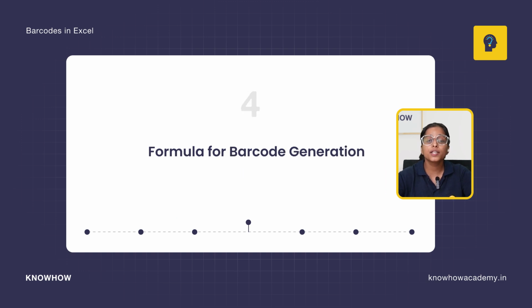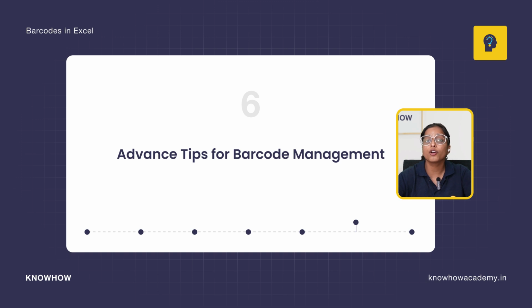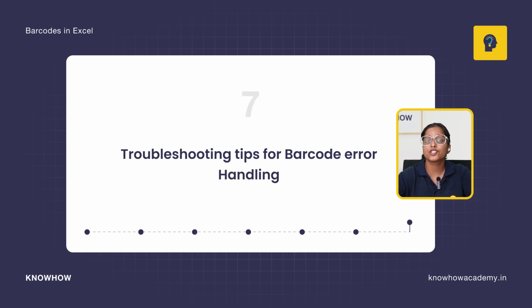After that, we'll be using formulas to generate barcodes. We'll see the step-by-step instructions for creating the barcodes. And we'll see the testing and printing of our barcodes. We'll see how to test and ensure that our barcodes are working or not. In the end, we'll be looking at the advanced tips for barcode management. These will be the bonus tips for more effective and efficient barcode handling.